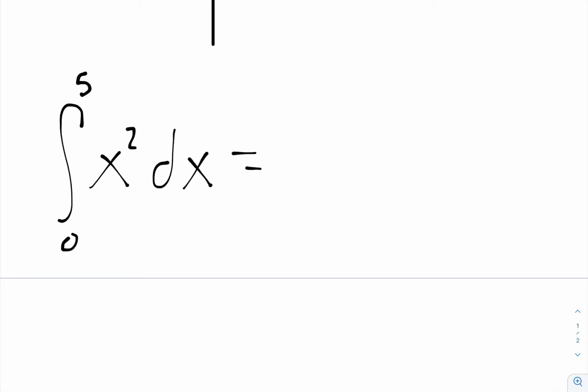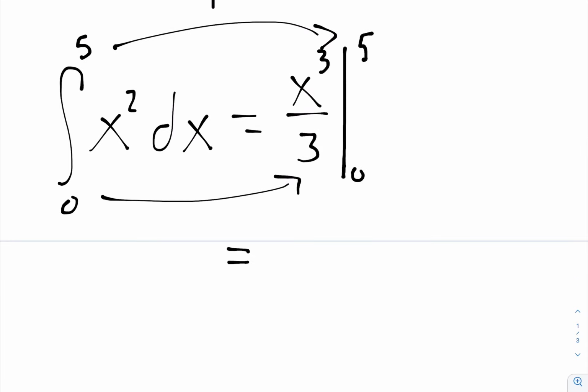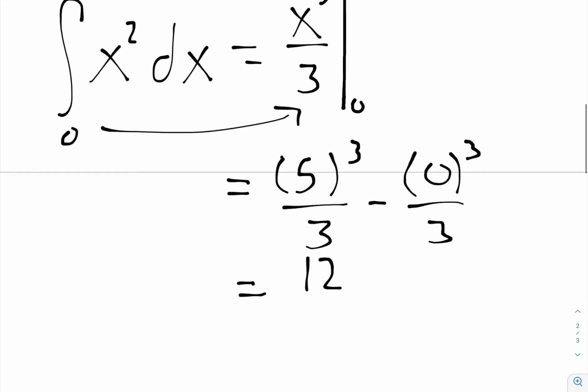So what we do is we still follow the same process. We go x cubed over 3, except we add this fancy bar at the end, and we put our bounds there. So we transfer our bounds over to these bars, and what this is saying is we're going to evaluate this from 5 and 0. We're going to subtract them. So the area is going to be 5 cubed over 3, minus 0 cubed over 3. So the area is going to be 125 over 3.